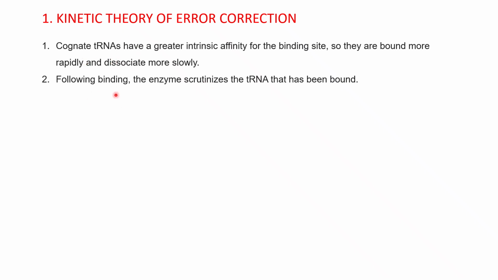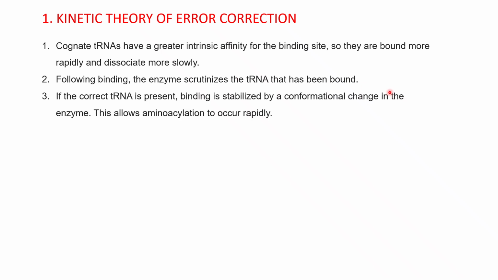Once the correct tRNA has been bound, the enzyme scrutinizes the tRNA that has been bound. If the correct tRNA is present, the binding is stabilized by a conformational change at the active site of the enzyme. This allows aminoacylation to occur rapidly. Now let's see what happens when a wrong tRNA has been bound by the enzyme or a wrong amino acid has been activated.